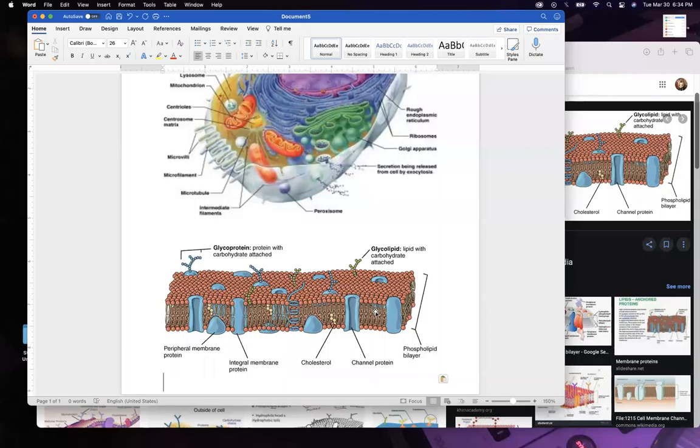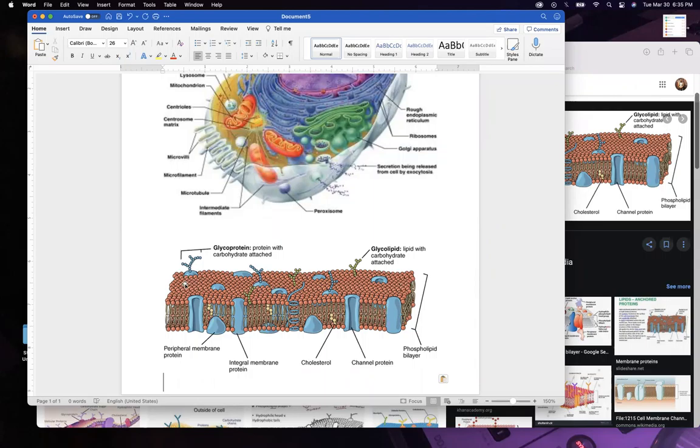Now, how about this lipid chain? Well, what do we already know about the solubility of fats? You can't mix oil and water. Therefore, it is the inside of this that is hydrophobic. And it will push water out here. So it'll keep the water that's out here, and it'll keep the water that's in here.